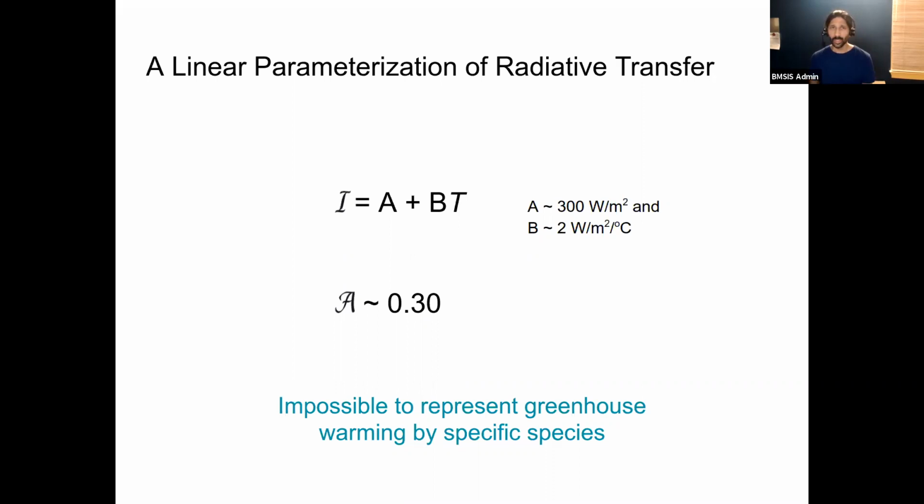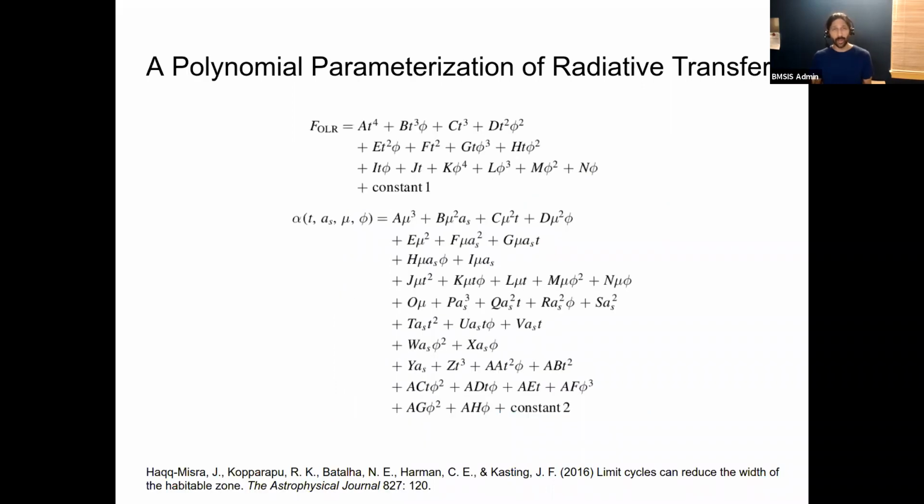So another thing you could do is make a polynomial parameterization. This is something that we did in a 2016 paper. We were looking at limit cycles in energy balance models. And you don't have to really take this in. It's obviously a kind of complicated polynomial parameterization, but this is at least attempting to make the outgoing longwave radiation and the albedo a function of properties like the surface pressure, the CO2 mixing ratio, and other variables that we might want to change, and things that you can usually change in a GCM. So this is fine. This is a little complicated.